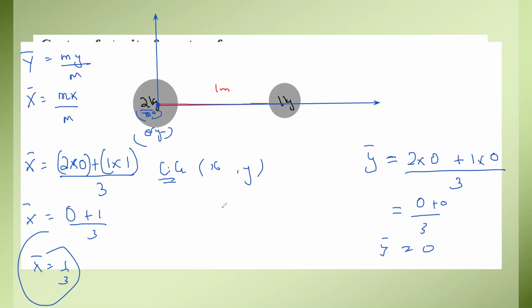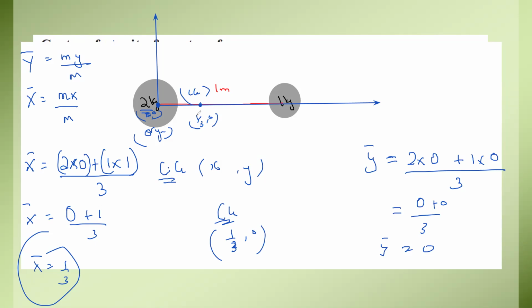So what are the coordinates of the center of gravity? It is 1 by 3 and 0. So where will 1 by 3 and 0 lie? If the total length is 1, then 1 by 3 will be somewhere here, and 0. So this will be 1 by 3 and 0. So where will the center of gravity lie? This system will have its center of gravity at this point.